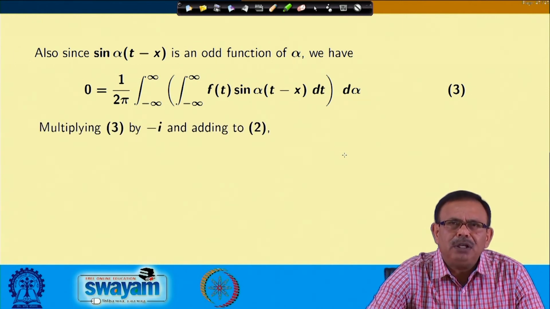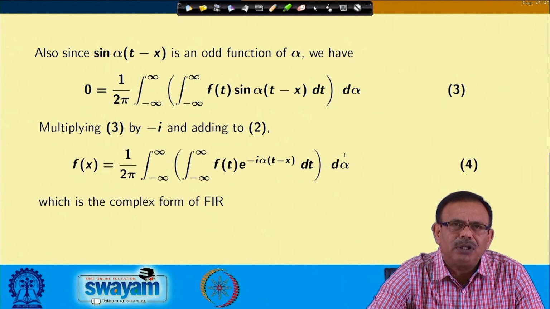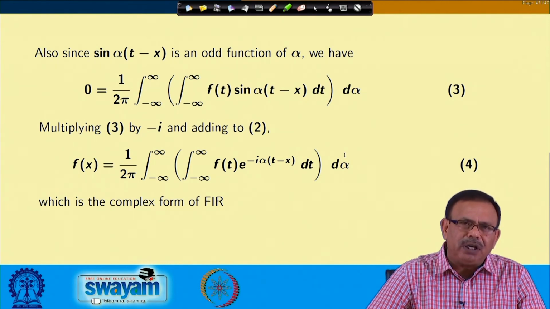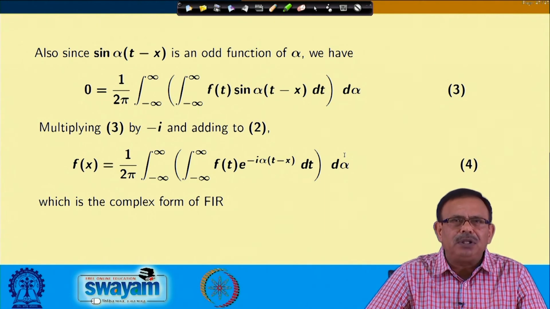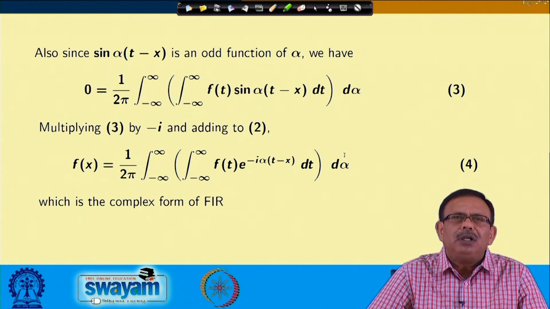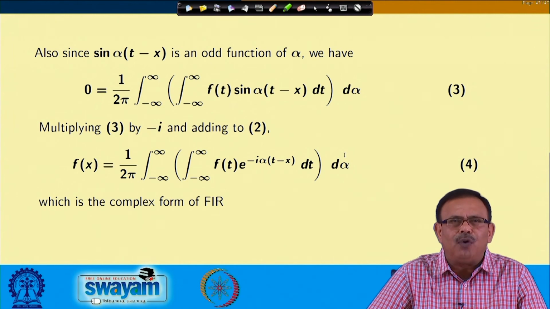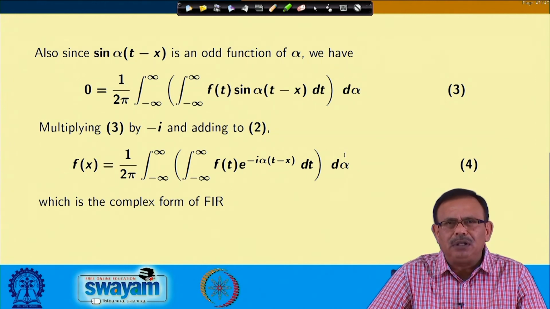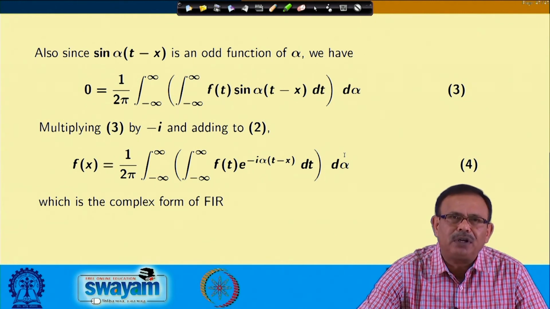Now, multiply equation 3 by minus i and add it with equation 2, and I will obtain the e power form, because you have the cos of alpha (t minus x) and sine of alpha (t minus x). From here you can get this equation 4. This equation 4 we call the complex form of the Fourier integral representation. Please note this equation 4, because we will use it again afterwards.